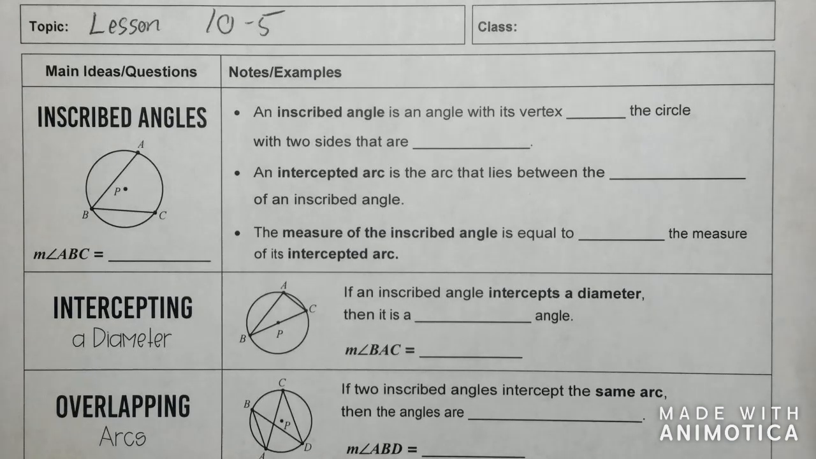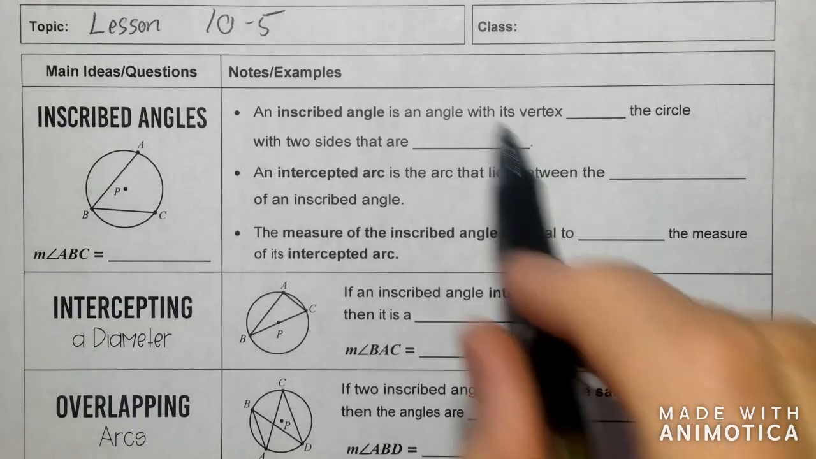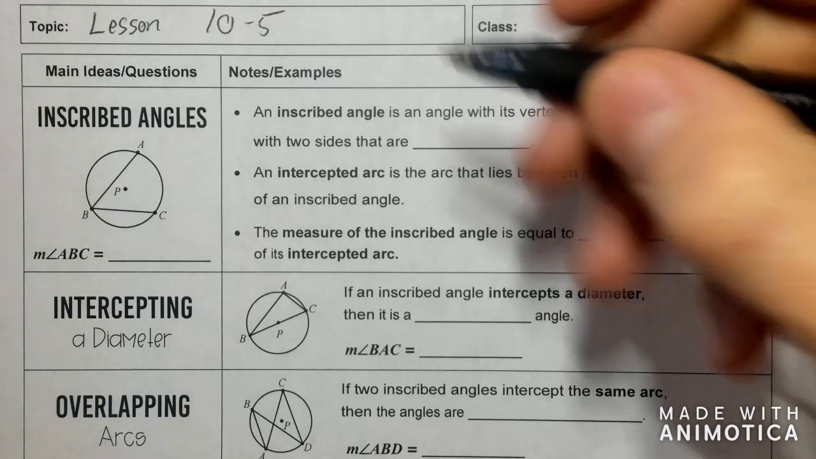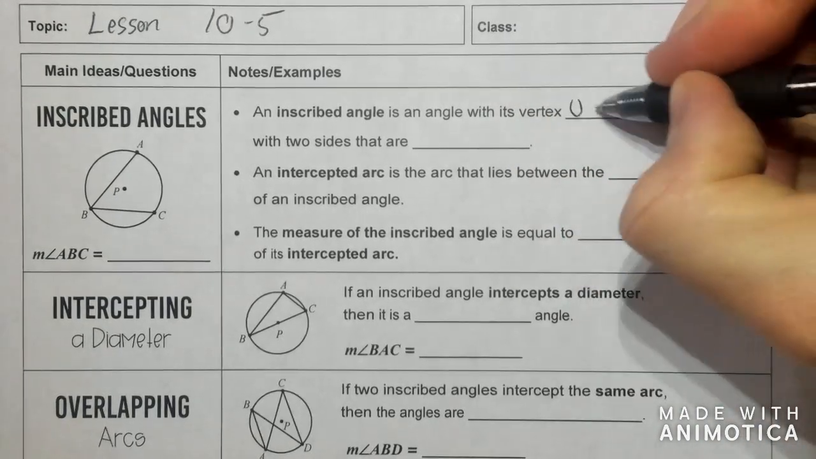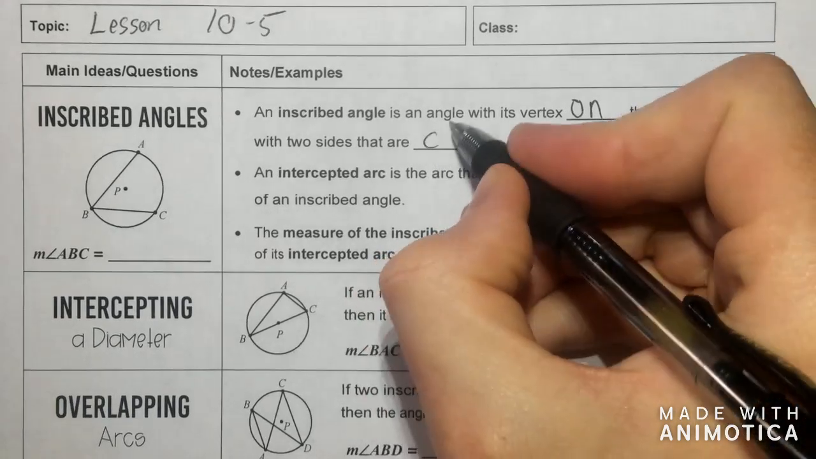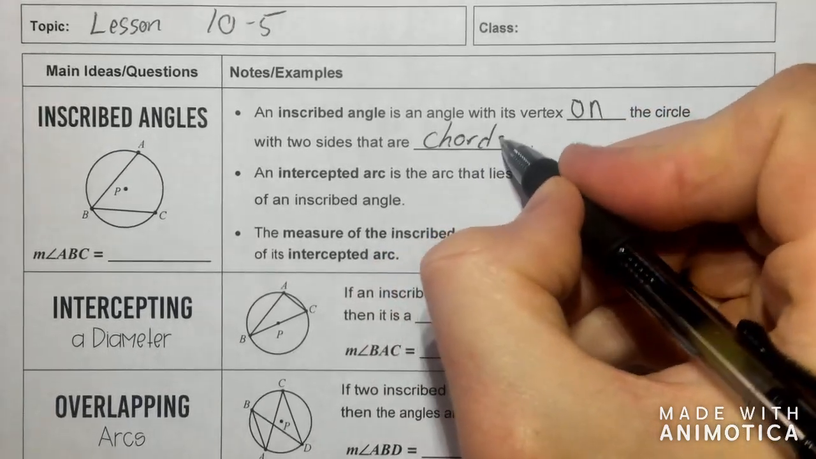Alright, in lesson 10.5 we start to look at what's called inscribed angles. So let's go through just the little notes and definition part, and then we'll work some of these problems out. An inscribed angle is an angle with its vertex on the circle with two sides that are chords. Okay, so let's look at that for a second.